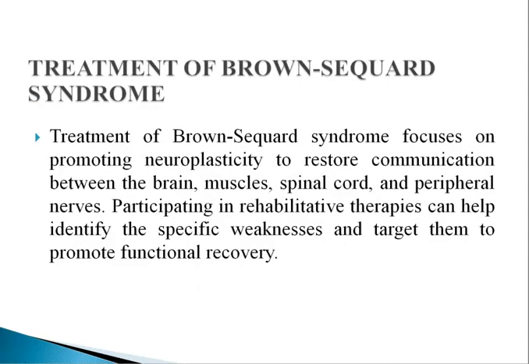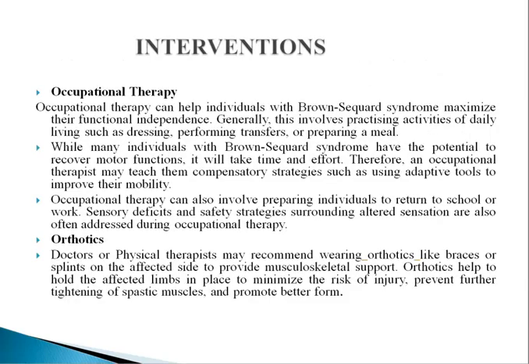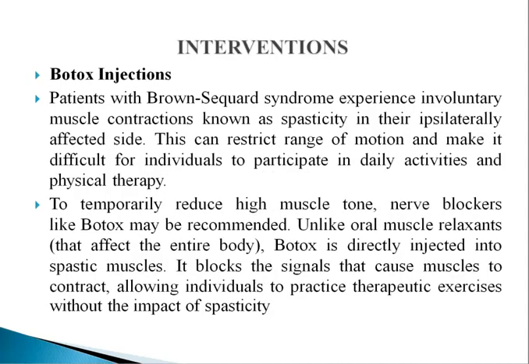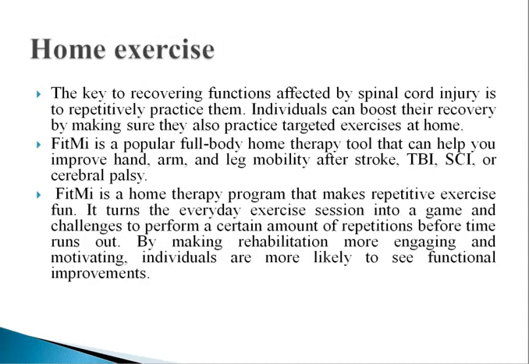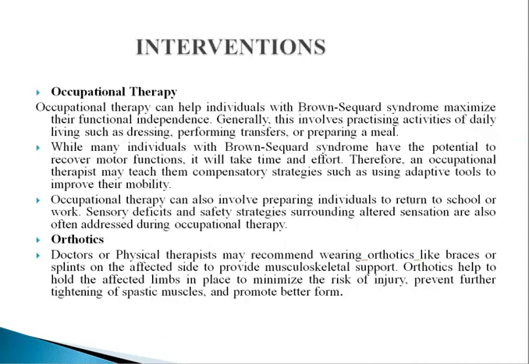So let us just see the treatment of Brown-Sequard syndrome briefly. The treatment focuses on promoting neuroplasticity to restore communication between the brain, muscles, spinal cord, and the peripheral nerves. Participation in rehabilitation can help to identify specific weaknesses in particular areas and target them to promote functional recovery. So the various interventions include occupational therapy, orthotics, botox injections, speech therapy, physiotherapy, and home exercises. Let us just see one by one.